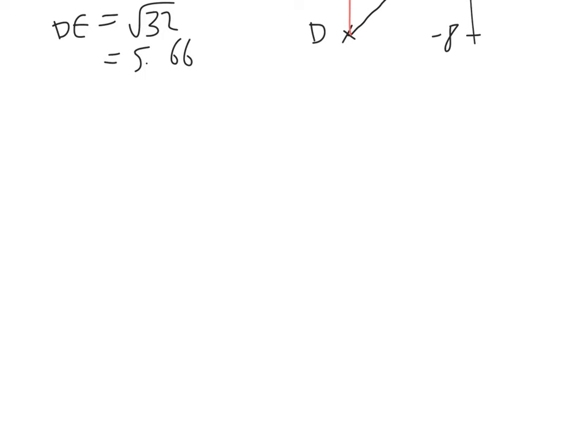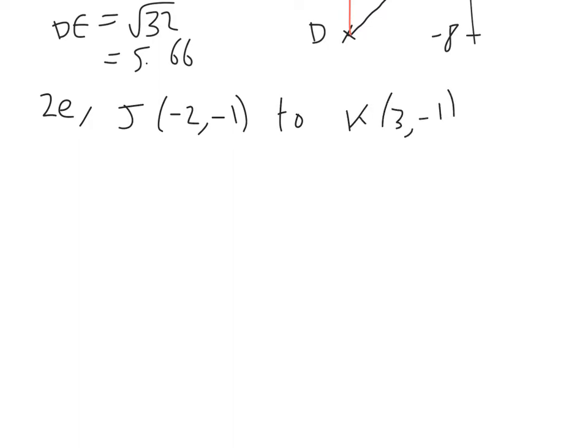Question 2e is to find out the midpoint of the line joining J, which is (-2, -1), to K, which is (3, -1). If I was to draw these, J is at (-2, -1), and K is at (3, -1). And that's sort of a special case. That one's not maybe a great example to go through. Anyway, I'll go through it. That's your line.